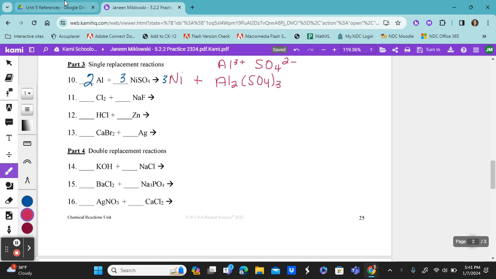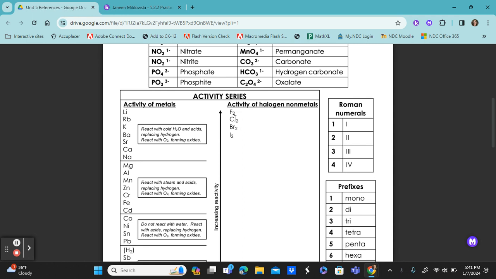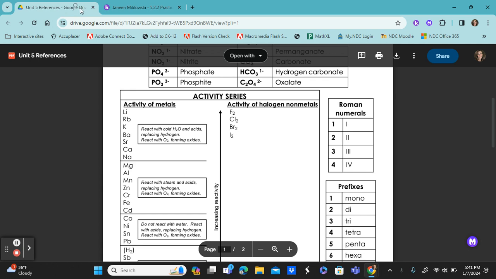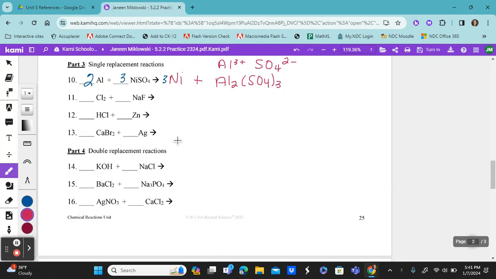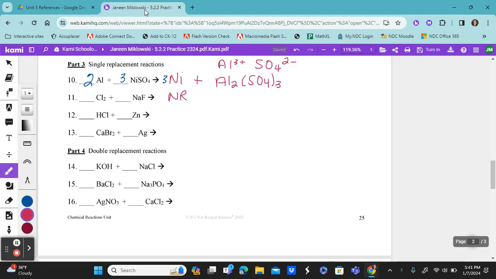Number 11, you would look at the activity of halogens. We are looking for chlorine to be above fluorine, which, if you see this, chlorine is below fluorine. So this is actually not going to occur. You get to write NR for no reaction and be done with it. And actually, I'm looking at number 12. I don't think we've done hydrogen before as a metal, so let's do that one.